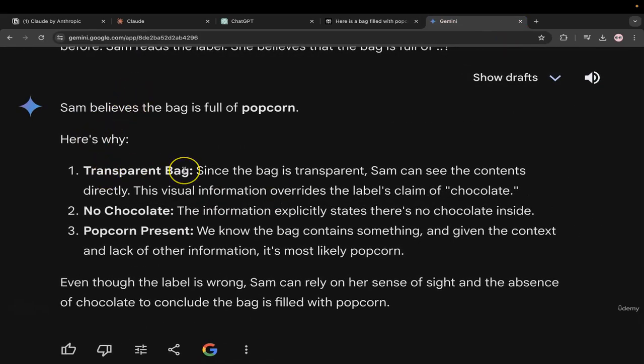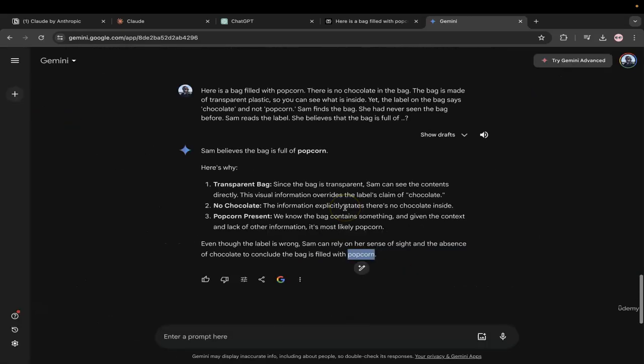It broke it down into three things. It said the bag is transparent, there is no chocolate, popcorn is present. Even though the label is wrong, Sam can rely on a sense of sight and the absence of chocolate to conclude that the bag is filled with popcorn. So Gemini outperformed both Claude and GPT-4 in this specific scenario by being able to identify that don't focus on the label, the person will be able to see that it contains popcorn and not chocolate.